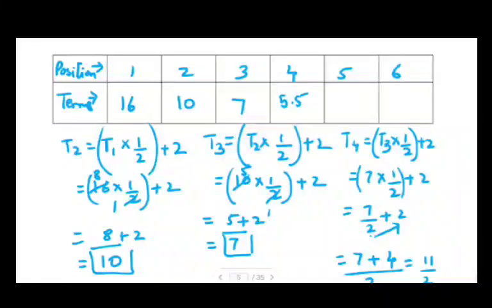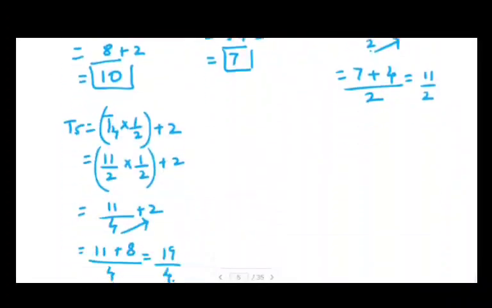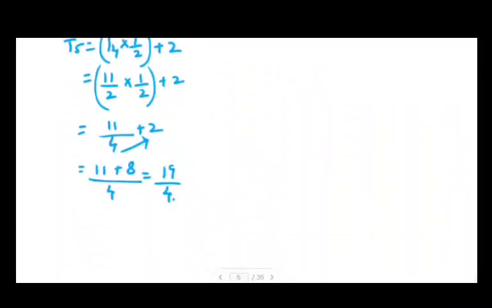What is the half of 19? 9.5. 9 2s are 18, 9.5. It should be around 4.75. Yes, children? Let me check. Give me a minute.